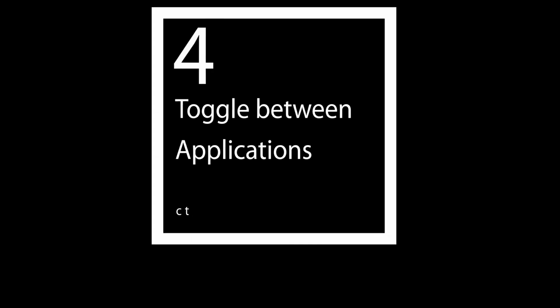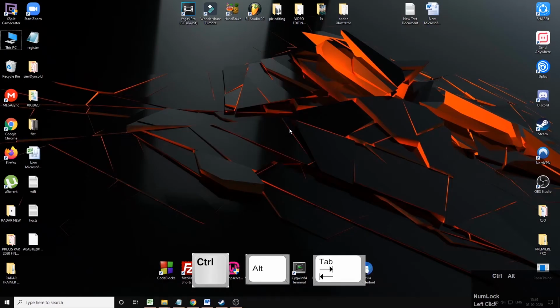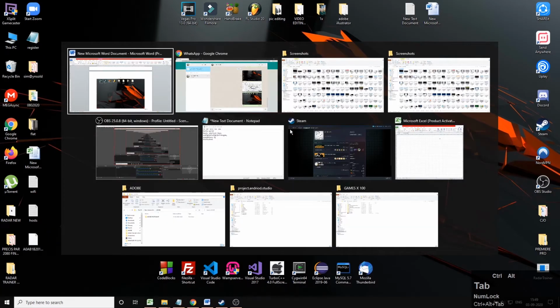The next one is toggling between the applications. By holding the Ctrl, Alt and Tab keys, you can switch between the applications you have opened.